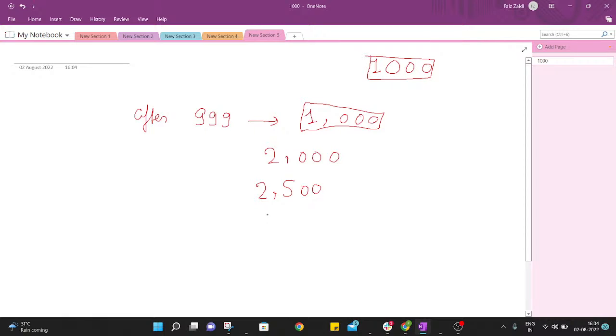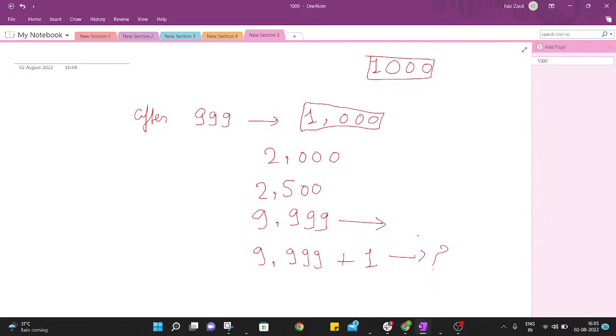Okay, so let me ask you something. If the number is 9999, what number are you going to write after this number? Which is the number which is just one more than this number? What is 9999 add 1? Can you please comment down in the comment section? I want to see how many of you are going to comment. I am reading your comments right now.